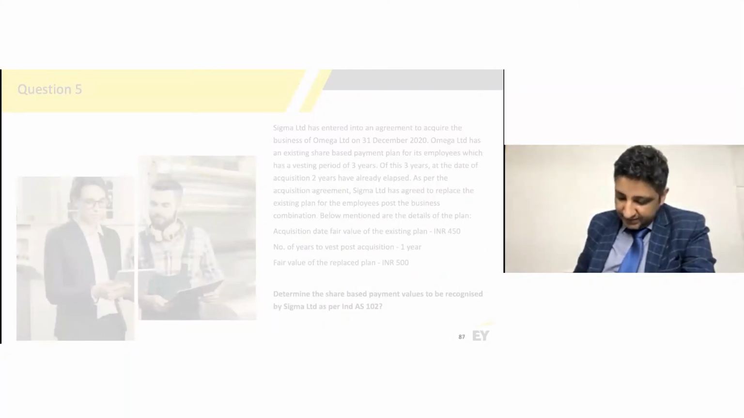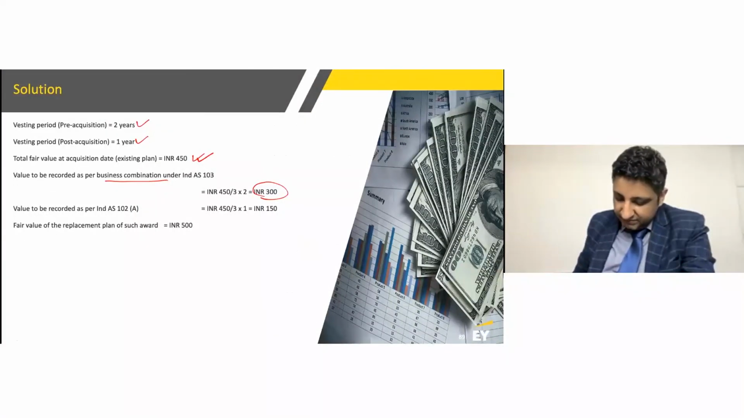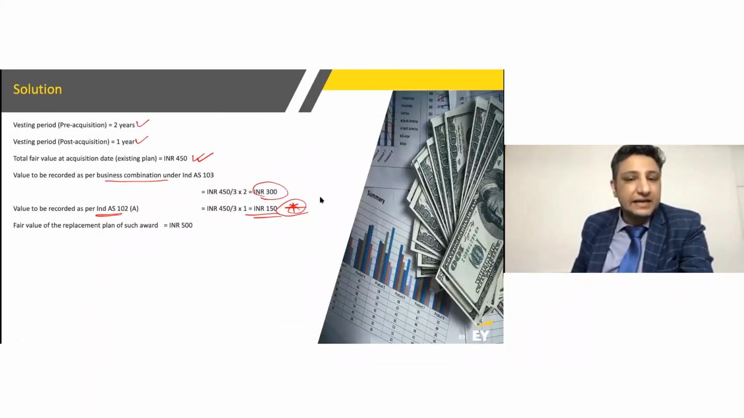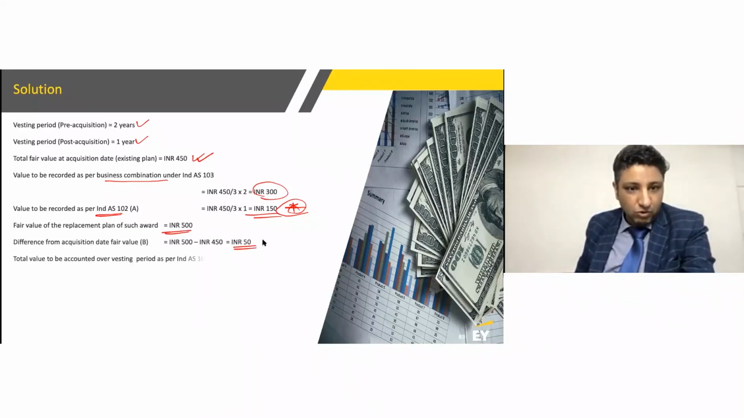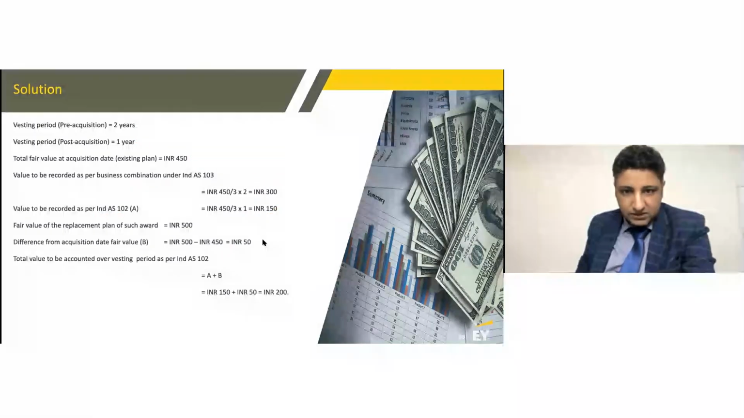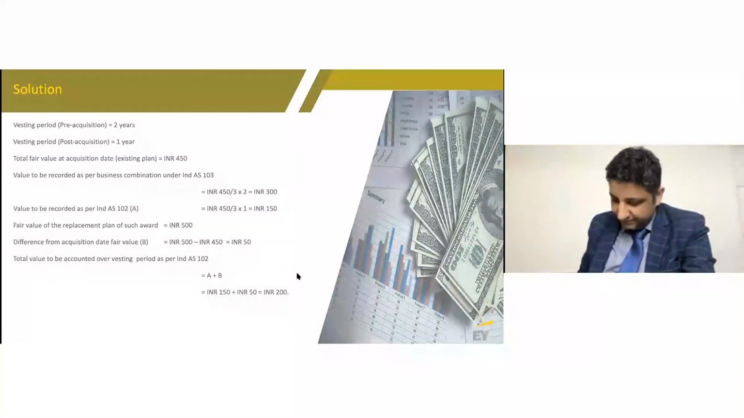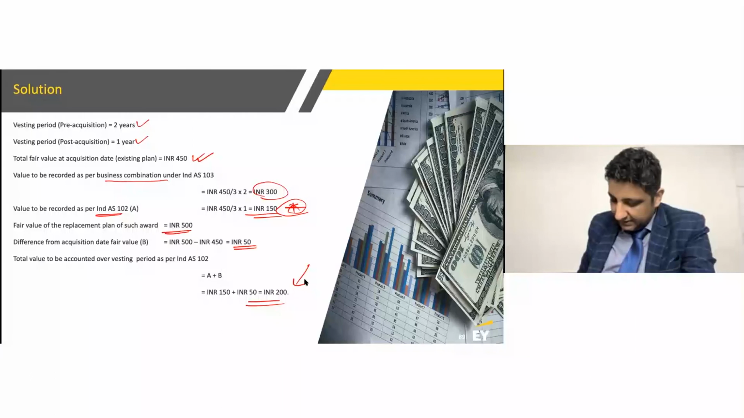As far as Ind AS 102 is concerned, that's a requirement of the question, of course, so that would be taken into consideration. This 150 will be taken at the value. The fair value of the replacement award is 450, so 500, my bad. So the remaining amount 50 will be taken over and above, which means the total cost of 200 is something that needs to be recognized in the books of Sigma Limited under this arrangement of share-based payments.